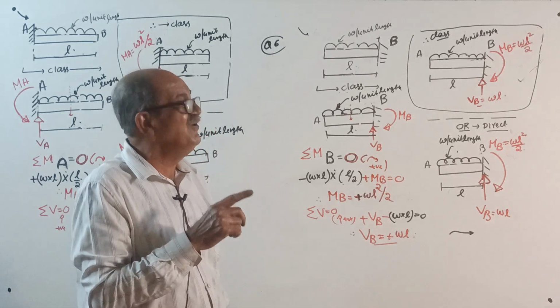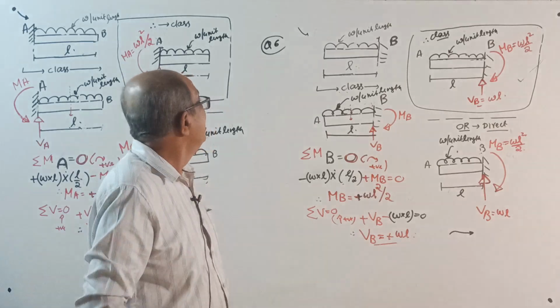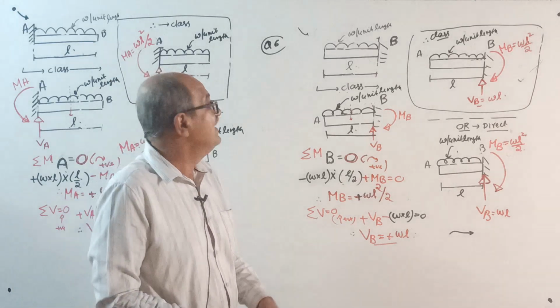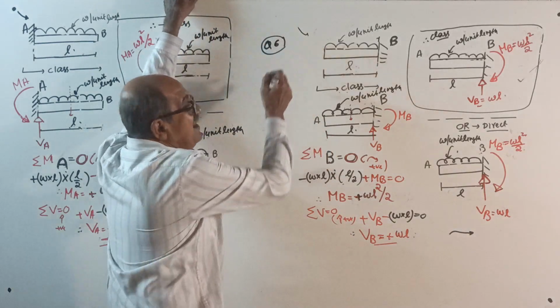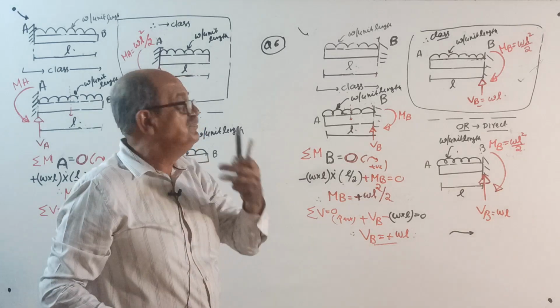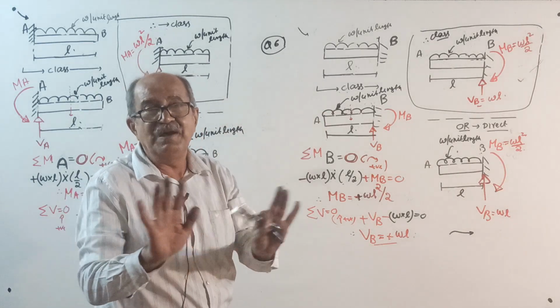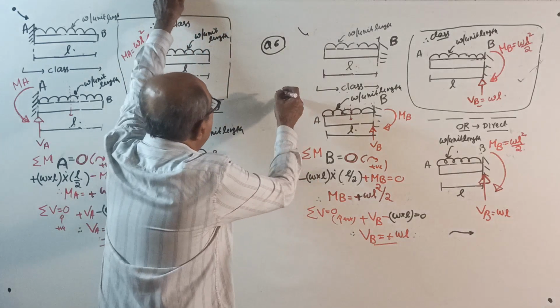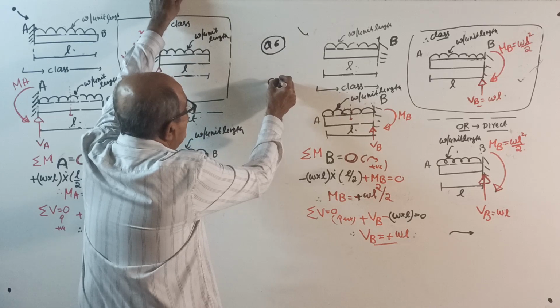By mistake I said a simply supported beam. Sorry, a cantilever. This is the only time when I say sorry. Otherwise, from the subject point of view, I never said sorry anytime. Saying something and then saying sorry, that is wrong. I never do that.